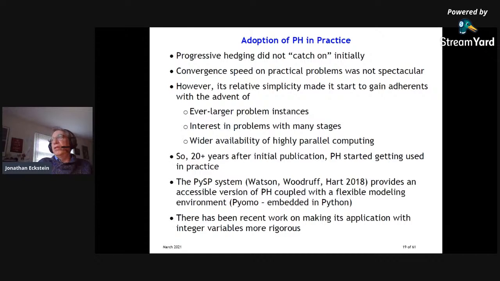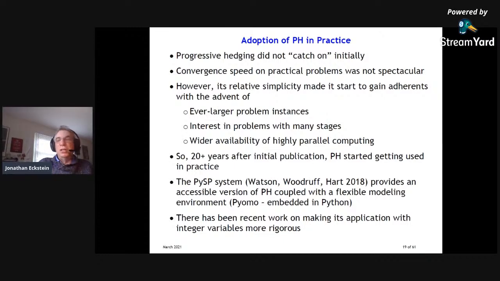So that's progressive hedging. That's not really my work, it's just something historical, maybe presented a little differently. It didn't have a big success initially. Its convergence speed is not really outstanding. On practical problems, it really didn't have outstanding performance, and people said, well, this is an interesting curiosity, but we'd probably not use it. But because of its relative simplicity, it's become more popular again because problem instances are getting really big that some organizations want to solve.